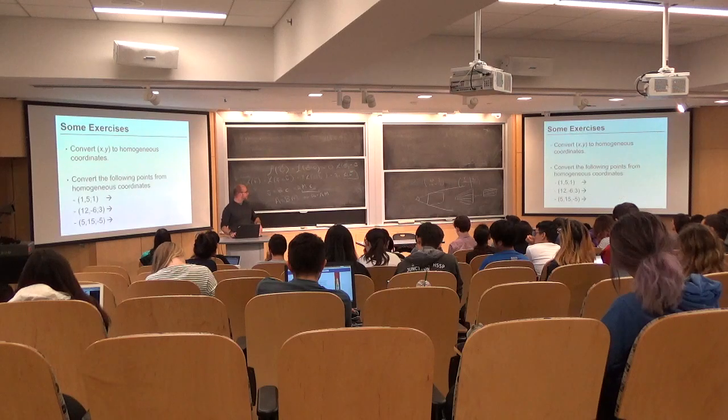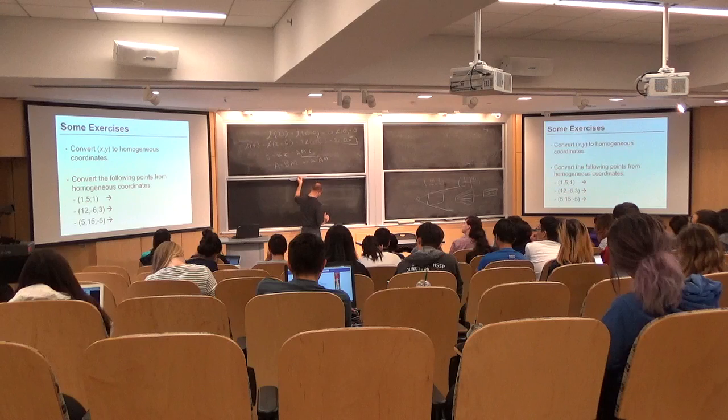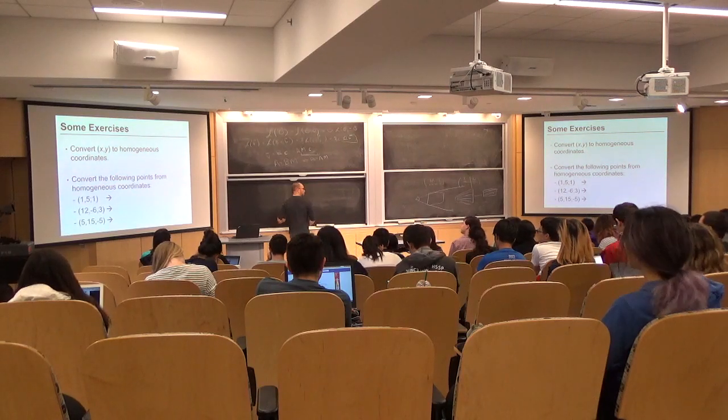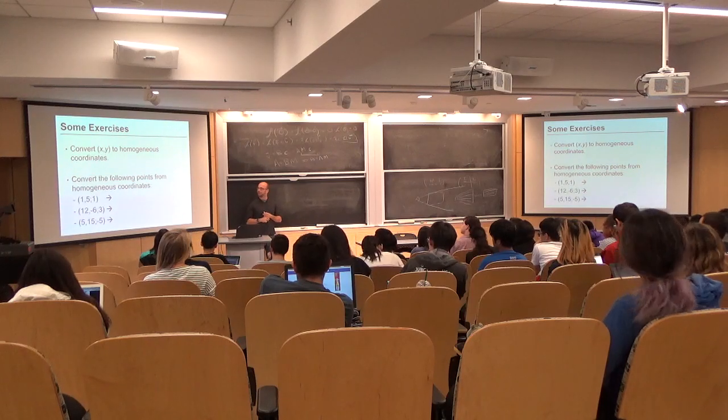So let's do a tiny bit of arithmetic here. Suppose that you have a point x, y on the plane. We want to convert that point to homogeneous coordinates. Can anybody give me the coordinates of that point?